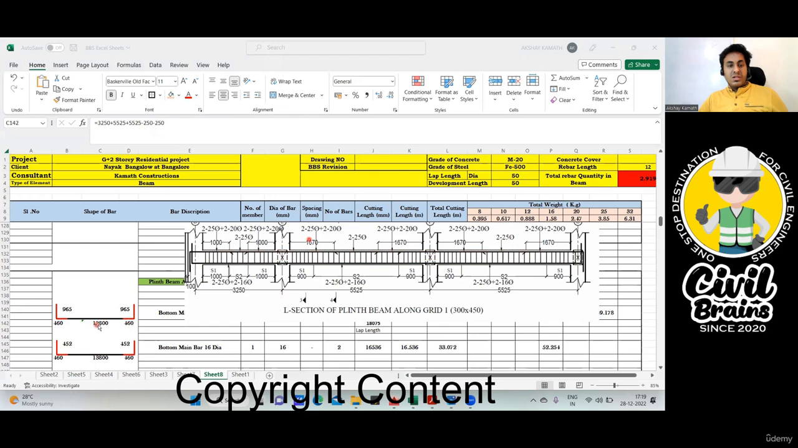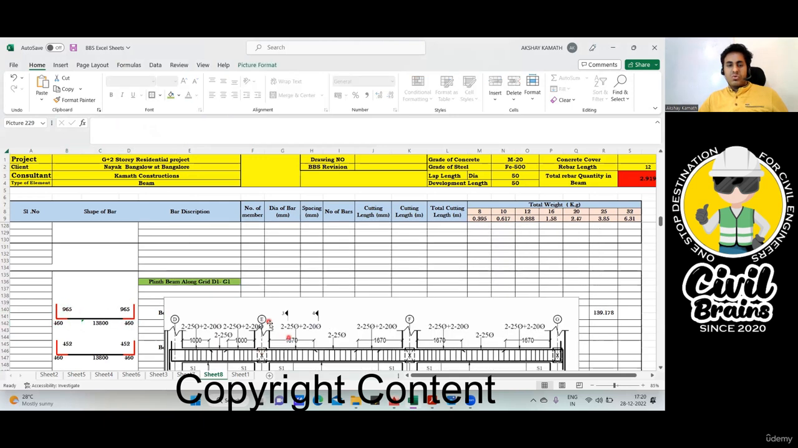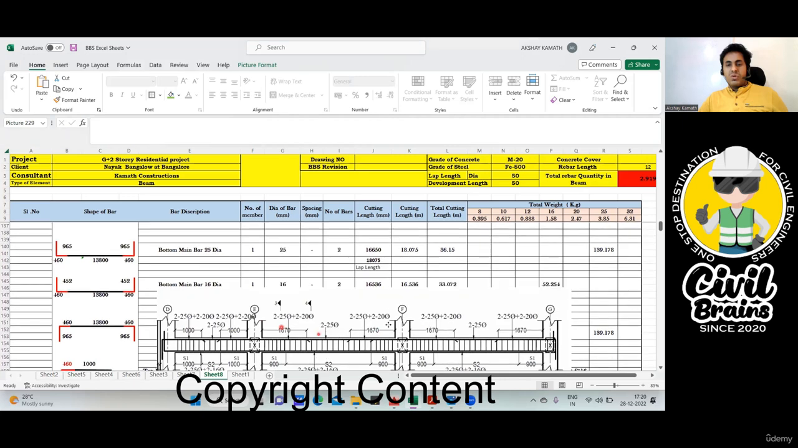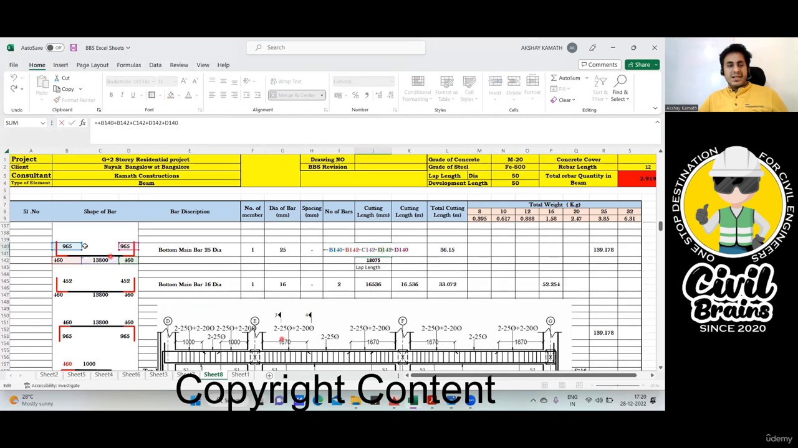Your bottom straight is 13,800. And then this is 460 because this is 500 minus 40. This is also 500 minus 40, 460. And this is development length minus that, that you already know how to do. Okay, finish. So the moment you add all the cutting length, 965, 460, this, how much is your answer coming? 16,650, which is greater than 12 meter.